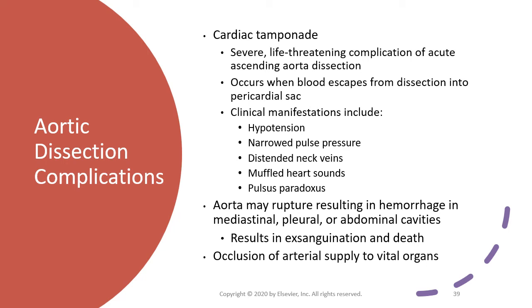Manifestations of tamponade include hypotension, narrow pulse pressure, jugular vein distension, muffled heart sounds, and pulsus paradoxus. An aorta weakened by dissection may rupture. Hemorrhage may occur in the mediastinal, pleural, or abdominal cavity, and results in exsanguination and death. Aortic dissection can lead to occlusion of the blood supply to vital organs.